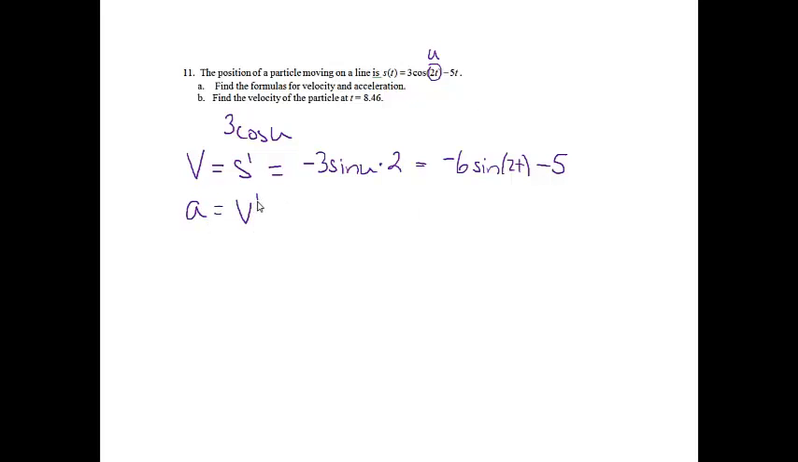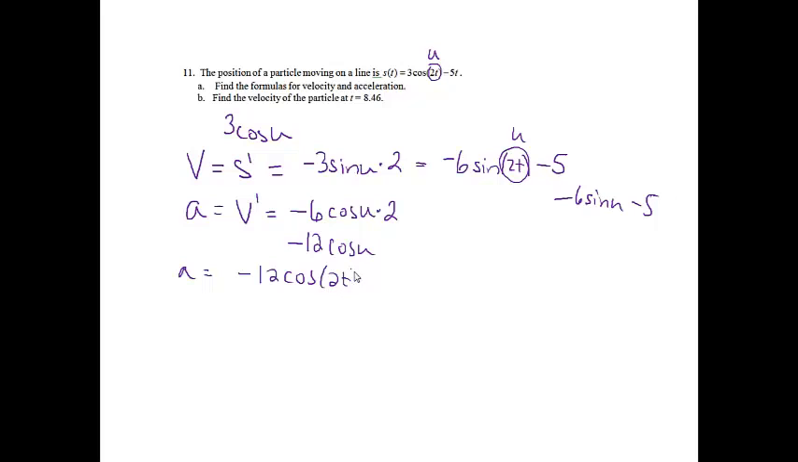The acceleration is going to be the derivative of velocity. And once again, I'm going to put that u back in: negative 6 sine u minus 5. This is u. All right, so the derivative of negative 6 sine u is negative 6 cosine u, times the derivative of u, and the derivative of 2t is 2. So this will give me negative 12 cosine u, and the derivative of minus 5 is just 0. So the acceleration is going to be negative 12 cosine of 2t.